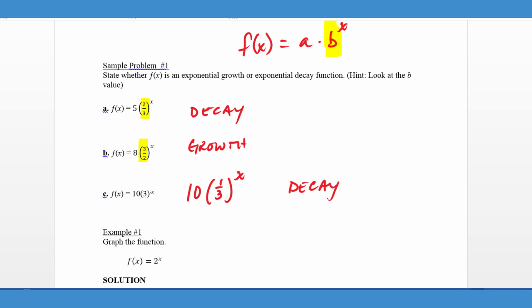Alright, so that should be a good quick introduction to exponential growth and exponential decay. As always, it's good to read through these notes in full, since I'm not addressing every single word that's being written in the notes. In the next video, we'll talk about graphing exponential growth and decay functions.